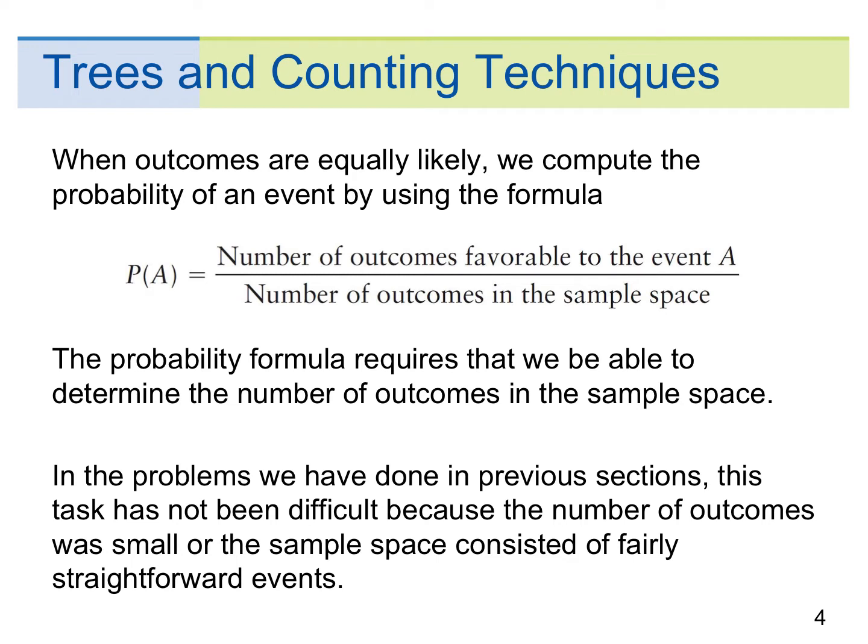Everybody knows this formula. The probability of event A is the number of outcomes favorable to the event over the number of outcomes in the sample space. That's the total number of outcomes. All right, so we're going to be dealing with finding this first, okay? The total number of outcomes.